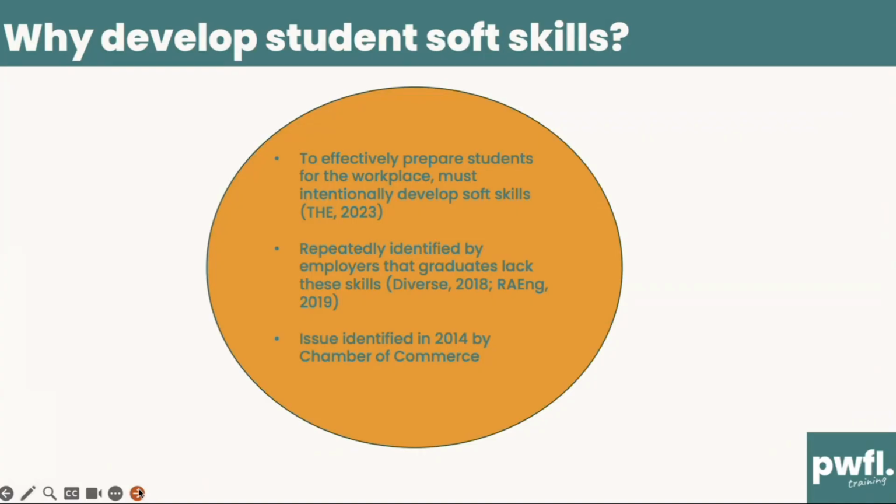So we wanted to look at how we could effectively prepare students for the workplace through intentionally developing soft skills and making that really explicit, rather than part of project-based learning or any other type of learning they were doing in their programs. This was really to help demonstrate that our students didn't lack these skills. This is an area that's been talked about a lot in the last five to six years, but we found evidence going back to 2011, 2012, 2014, that this lack of soft skills in graduates was identified by employers in the UK as a real issue.